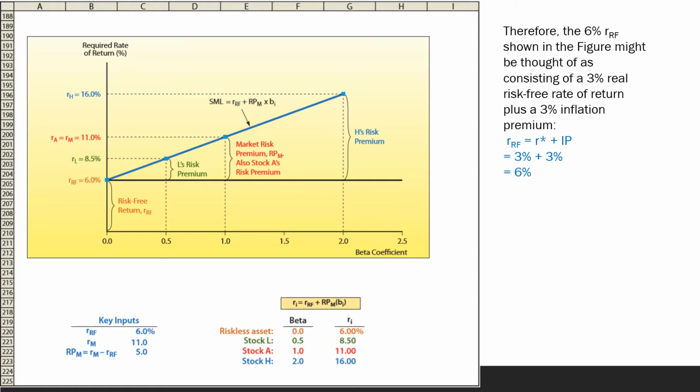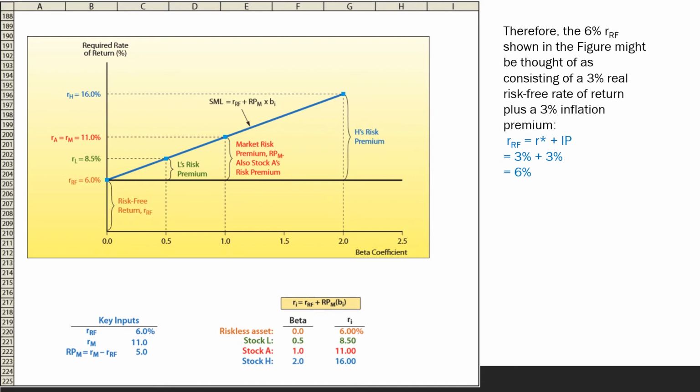So as we go to the next slide, we can see the chart. The SML chart shows us the required rate of return and the beta coefficient. So the greater the beta coefficient, the greater the required rate of return.